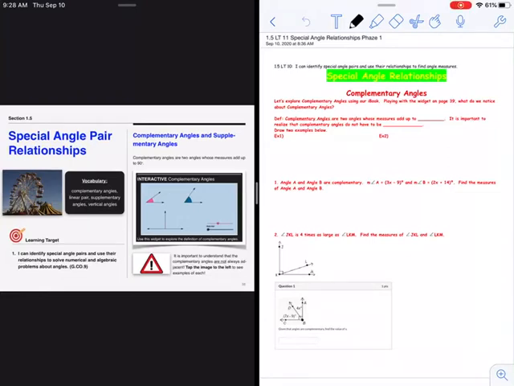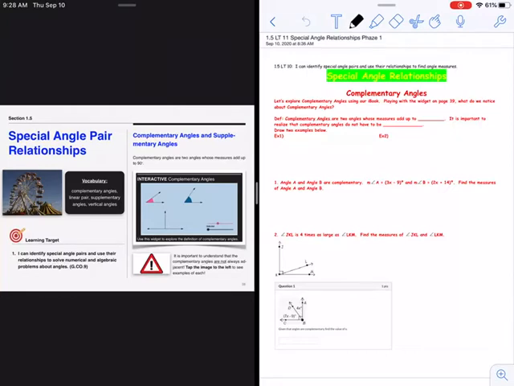Alright, students, we're here with special angle relationships. I've got the guided notes on the right-hand side of the screen and the iBook on the left-hand side. You don't really need to get the iBook, but if you want to look at it, that's fine. You can just look at the iBook on my screen.